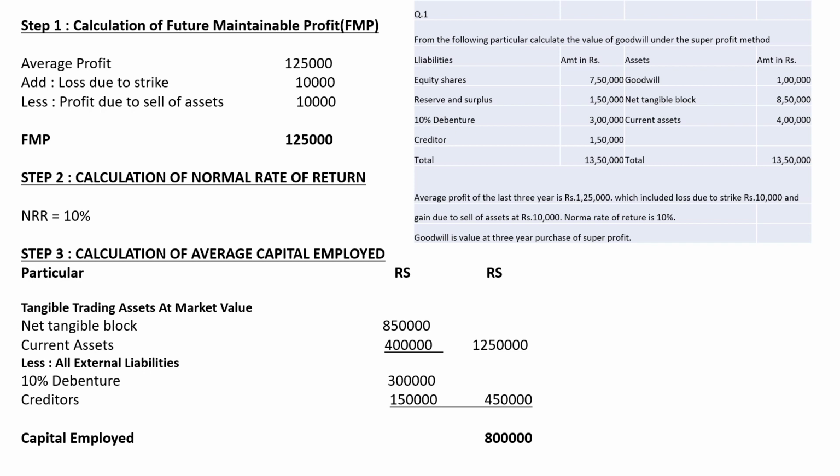Okay, so in the first step we got future maintainable profit. Step 2, normal rate of return, which is already given in the problem sum. Step 3, calculation of average capital employed, and we got it 8 lakhs. So we'll see the next step now.